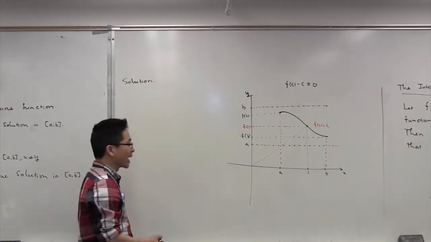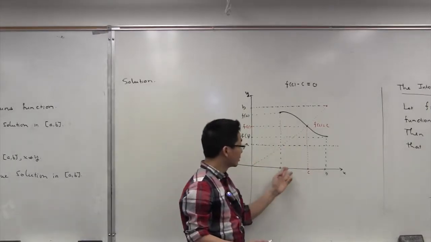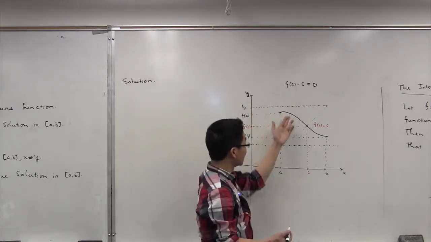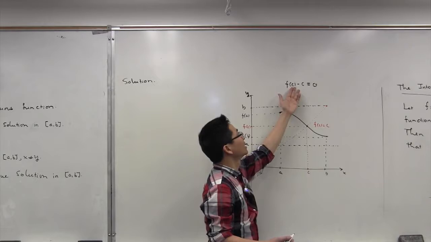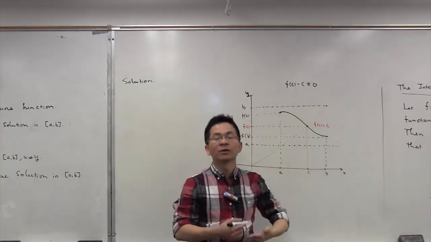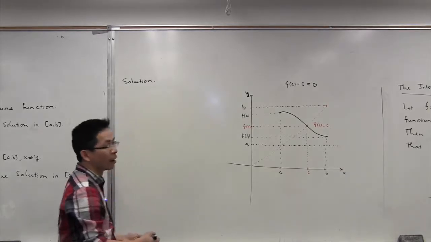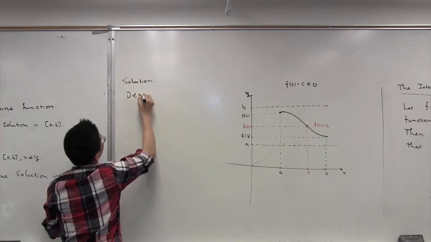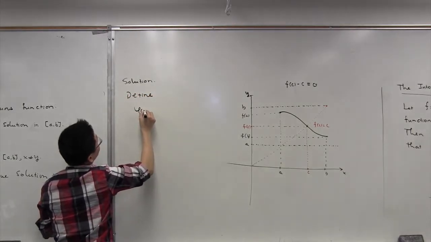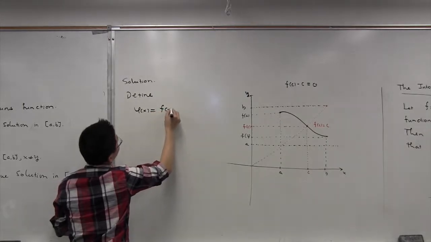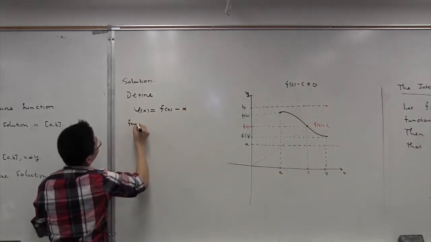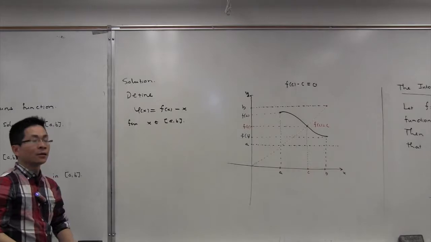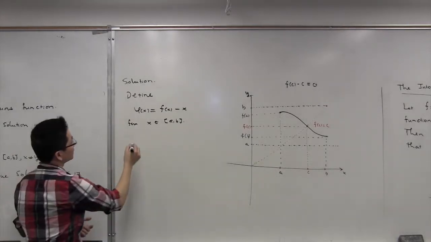In order to show that there exists some c in the interval AB such that f of c is equal to c, we are going to show that there exists some c in the interval AB such that f of c minus c is equal to 0. So, for convenience, we define the function phi on the interval AB by the following formula. Phi of x is equal to f of x minus x for x in the interval AB. Okay? Then phi is a continuous function.